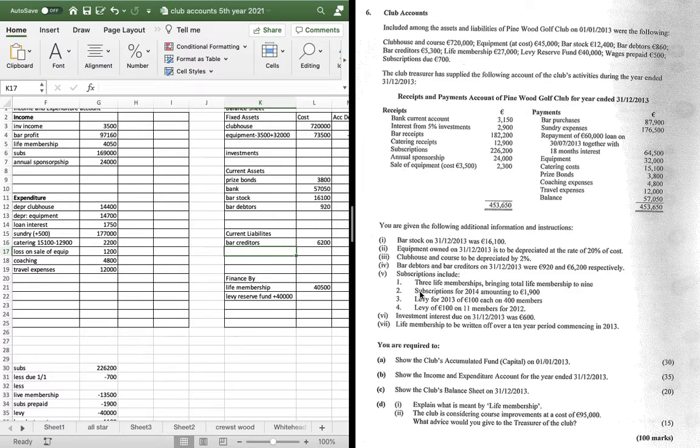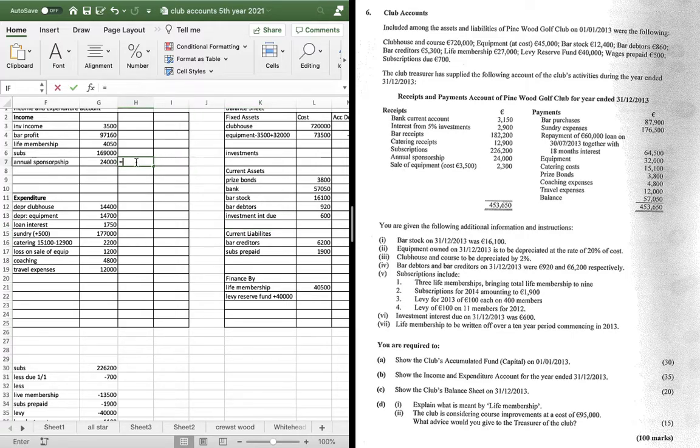Life membership we've done. Subs prepaid is a liability. 19,000. Levy we've done 40,000, and this levy doesn't go in. It went in our accumulated fund. Investment interest due is a current asset of 600. And life membership we've done. So we've finished it. Hopefully it balances.